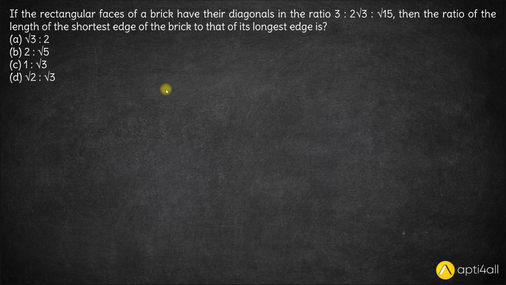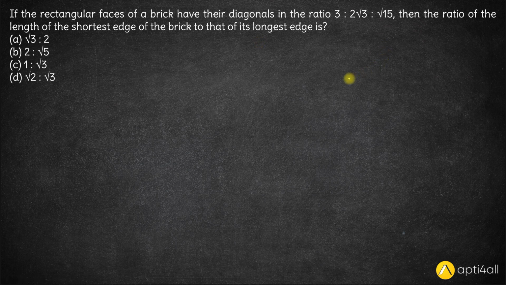Hi. Here in this question we are given if the rectangular faces of a brick have their diagonals in the ratio of 3:2 root 3:root 15, then the ratio of length of the shortest edge to that of the longest edge is how much?